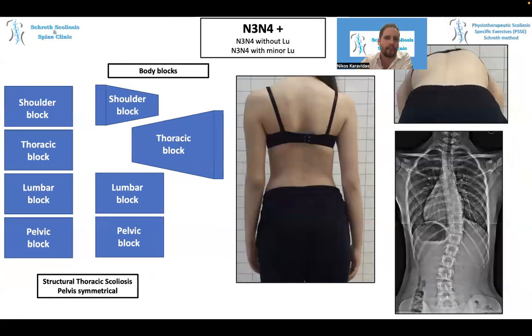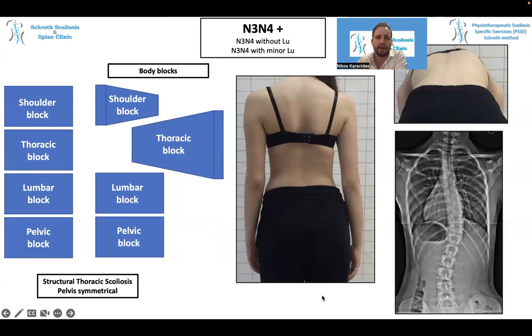And going next to non-3, non-4, here we have the definition of non-3, non-4 scoliosis. So it's a structural thoracic scoliosis with the pelvis balanced in the middle. And here, as you can see on this patient, we have a significant thoracic hump, and the lumbar spine is more or less straight with a very, very minor rotation.